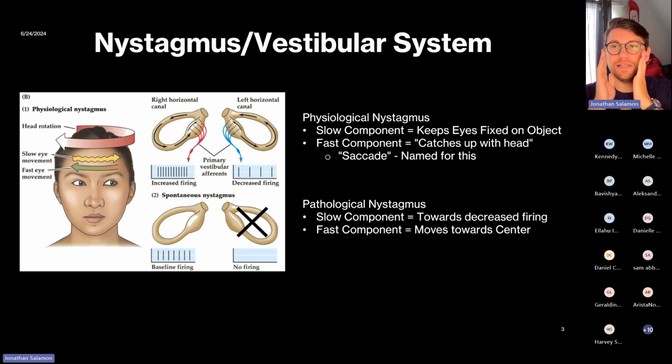Slow component, decreased, right? So I turn my head to the left. My eyes are going to turn to the right. My right ear is going to decrease in firing. My left ear is going to increase in firing.